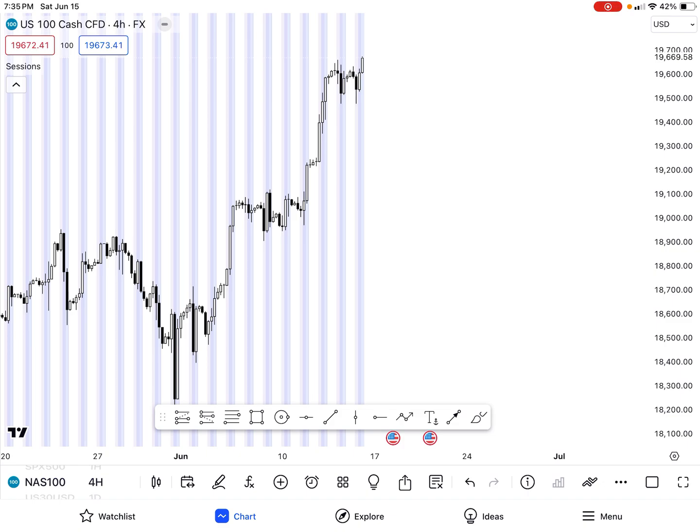Today we are going to go over some opportunities that played out during the week. These opportunities we're seeing on GBP/USD and NAS 100. Without further ado, let's go straight into it.